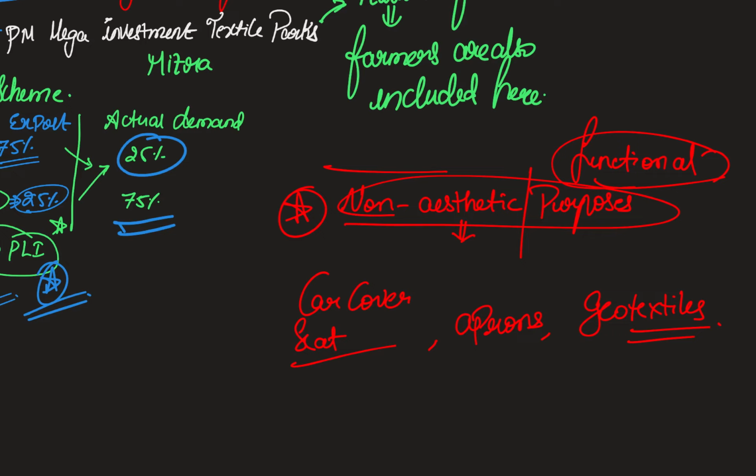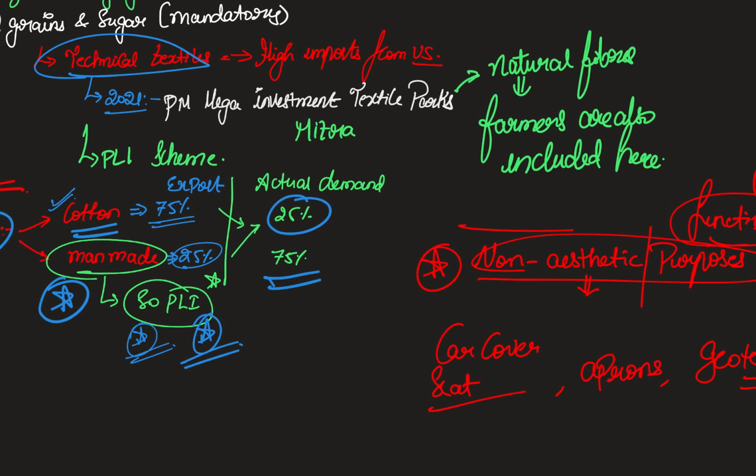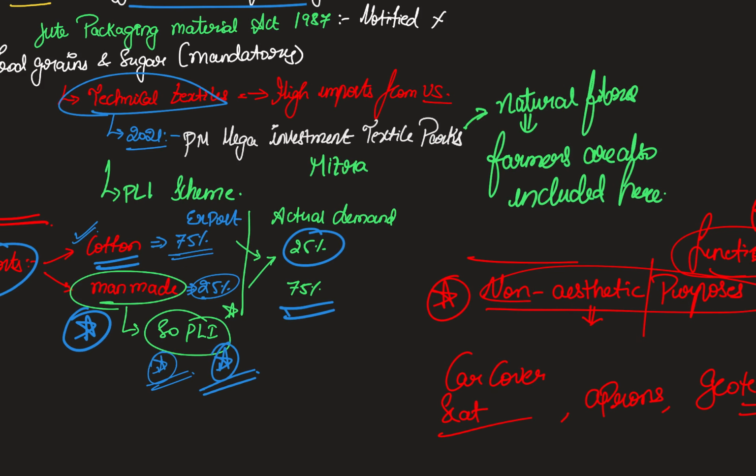Specifically put, the function is of primary criteria rather than the look of it. So this is another sector where India hugely depends on imports from the US. So the government in last year's budget decided to come up with a mega investments textile park scheme, where it is considering a hub for all the natural fibers and then augmenting it into an export hub. It also includes technical textiles as well.